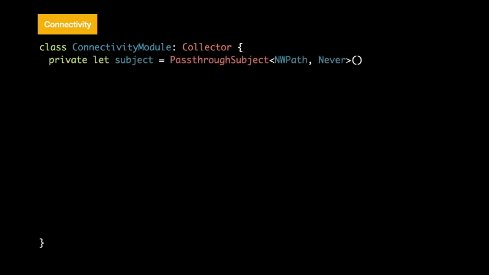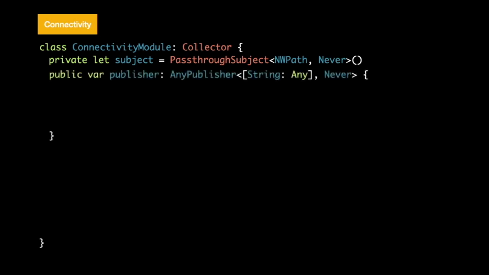In the connectivity module, we define a private pass-through subject that publishes an NWPath type. If you haven't used the Network framework before, you can use the NWPath to find out network information, like if you're on Wi-Fi or cellular. In our public publisher property, we use the map operator again to map the NWPath properties to the keys in our dictionary, just like we did in the previous modules.